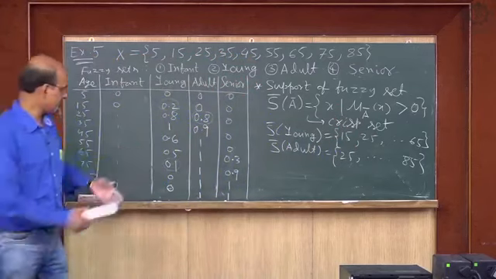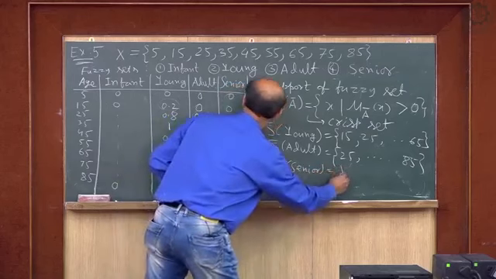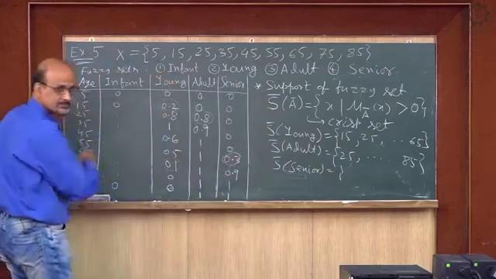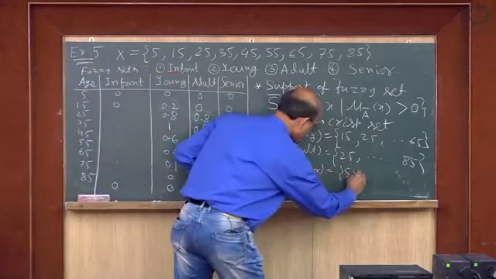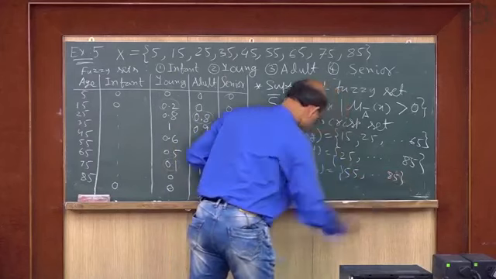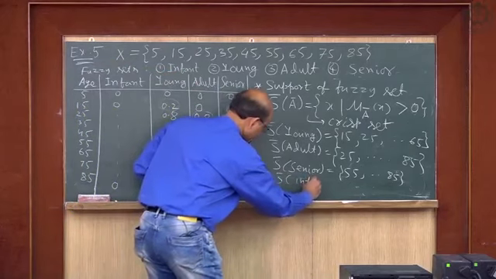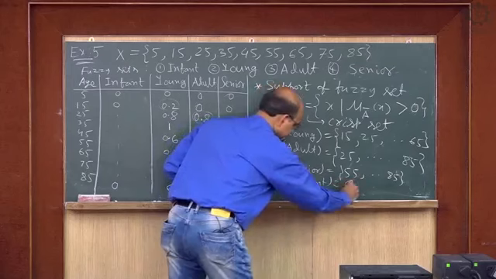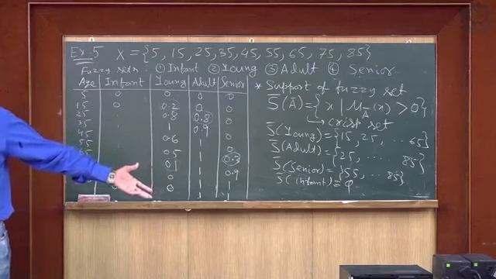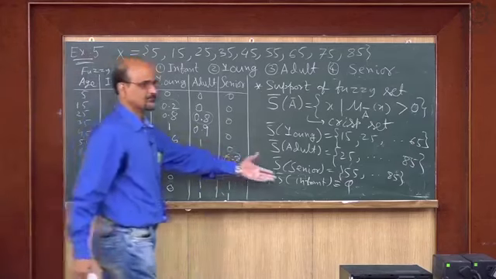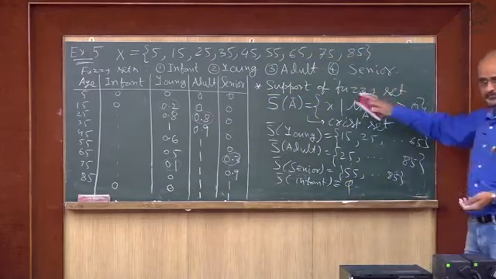Similarly, I can have the support of senior, and this is starting from here. So it is 55 to 85. What about the support of infant? It is empty, because I do not have any values greater than 0. The support of infant is the empty set. You have understood the support of a fuzzy set.